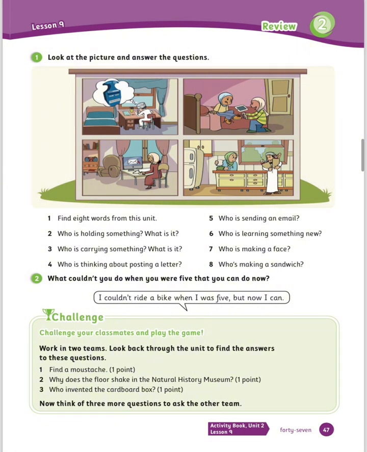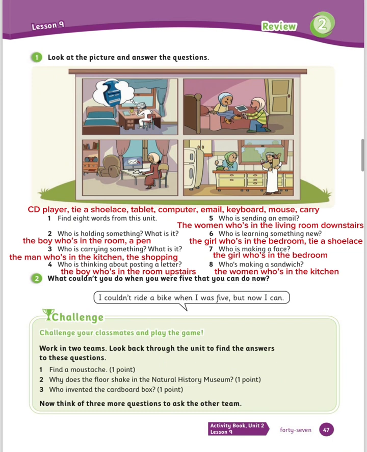Lesson 9, exercise number 1. Look at the picture and answer the questions. Let's read the questions with the answers. Number 1. Find 8 words from this unit. CD player, tie a shoelace, tablet, computer, email, keyboard, mouse, carry.